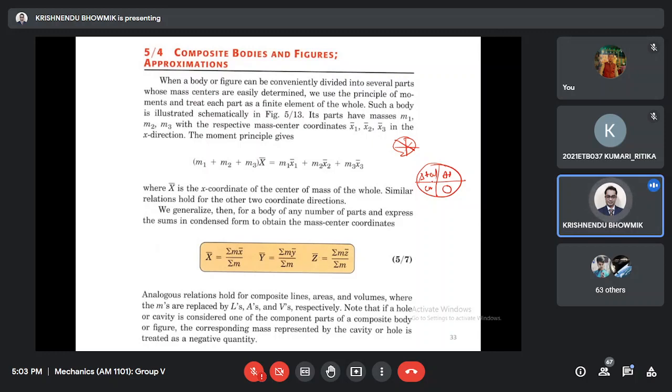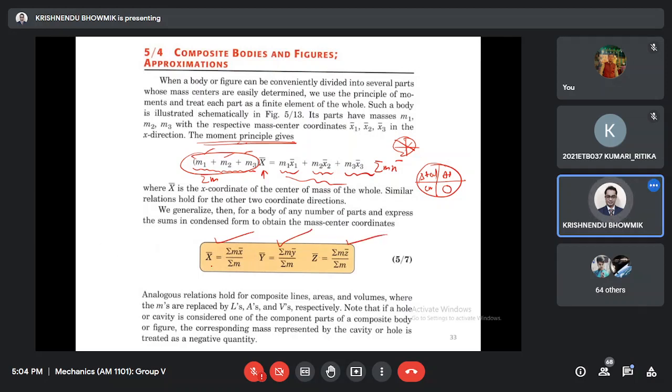So for those cases, to calculate this type of composite body, we will use Varignon's principle. What is that? The summation of the masses multiplied by x bar, the centroid of the entire body, is nothing but the summation of the moments of the individual masses with respect to some axis through which we are calculating. So we are using Varignon's principle. Then x bar equal to summation of m x bar divided by summation of m. That way, x bar equal to this, y bar equal to this, z bar equal to this.